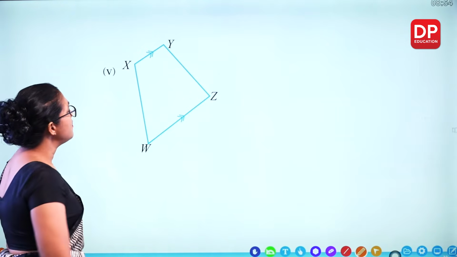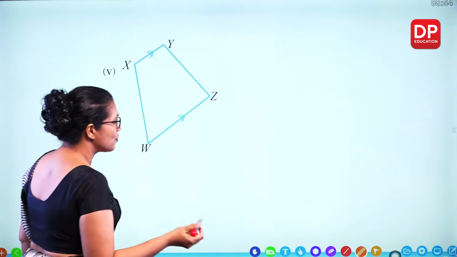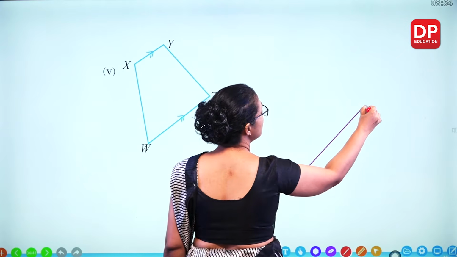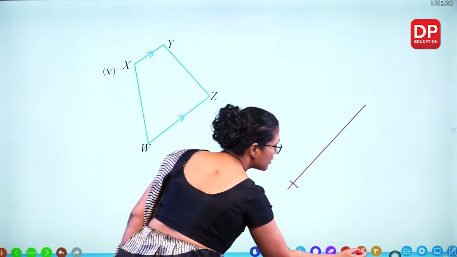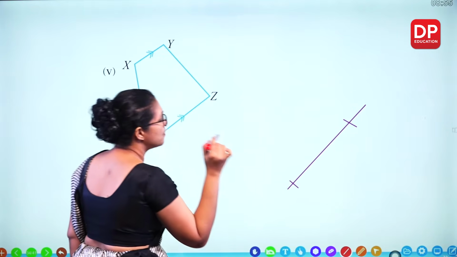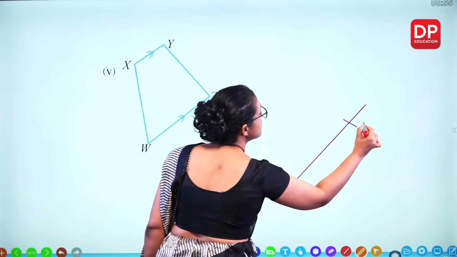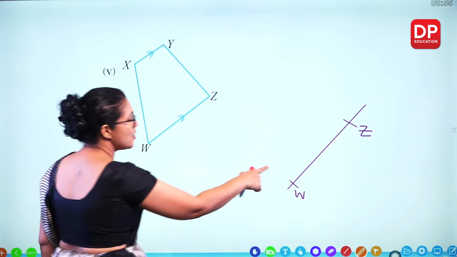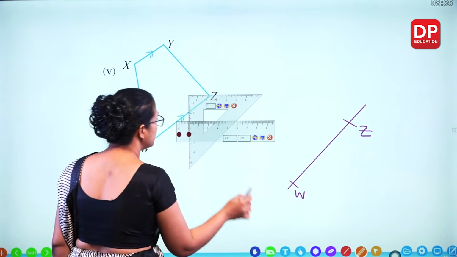Another trapezium, we can see these 2 lengths are parallel. So for that we can take the ruler and draw a line segment this way and mark the 2 points. Lengths are not important here. I can mark W and Z. Now I need to draw a parallel line to this one. So take the set square and the ruler.